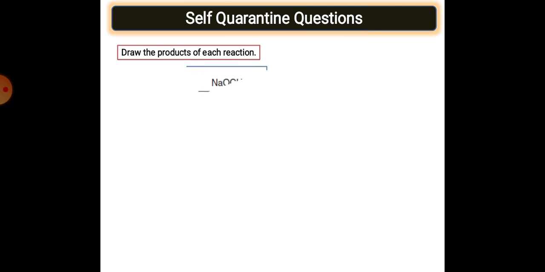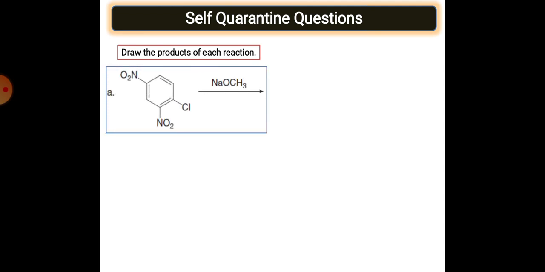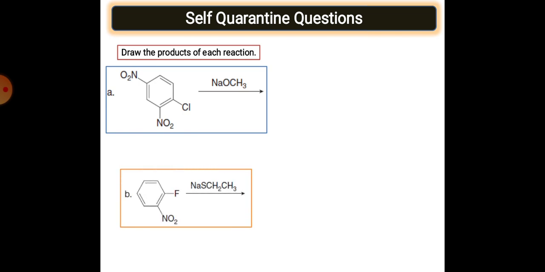Okay, let's move to the self quarantine questions. We must go through this example with the help of your own mind, everything is your own. That's why I mentioned the self quarantine question. Draw the product of each reaction. We have reactants, and side by side we have also given the reagent. This is the first example; find out the product and you must text me in the comment box. This is the second.